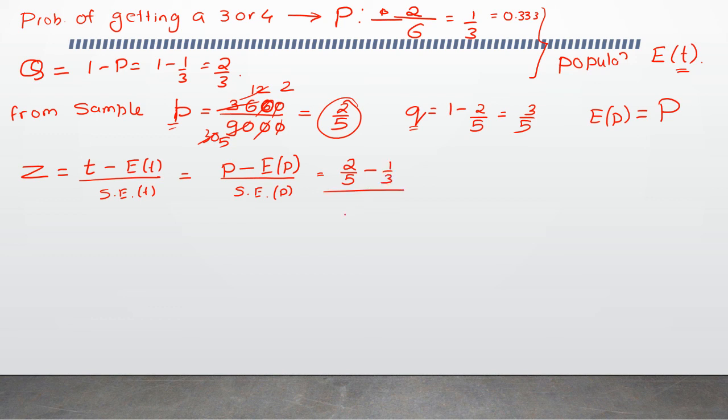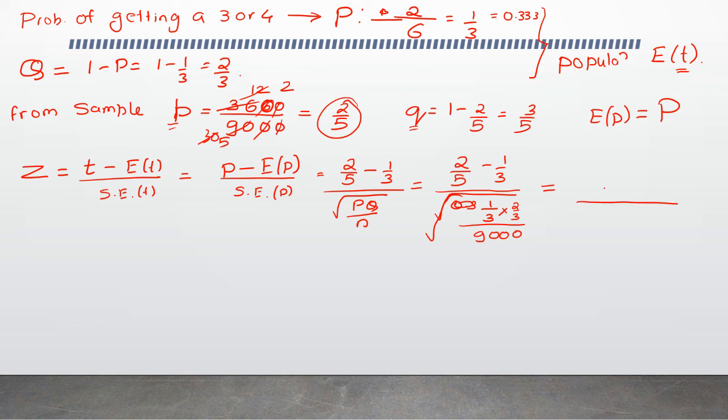Okay, and the standard error of p is given by root of pq by n. So I have 2 by 5 minus 1 by 3, and capital P is 0.33, or I can say 1 by 3, and capital Q is 2 by 3, divided by n, and n was 9,000. When you solve this, suppose I get some x value, based on that I will decide whether to accept or reject my null hypothesis.